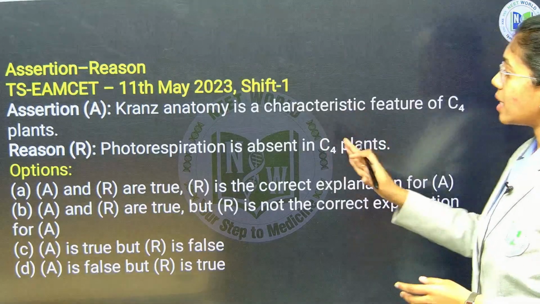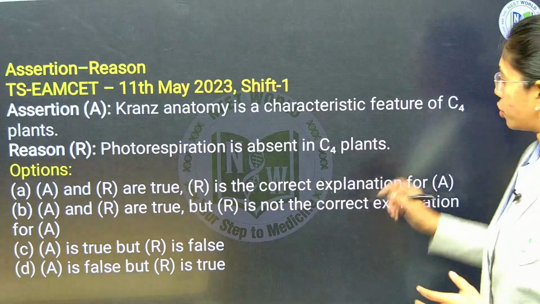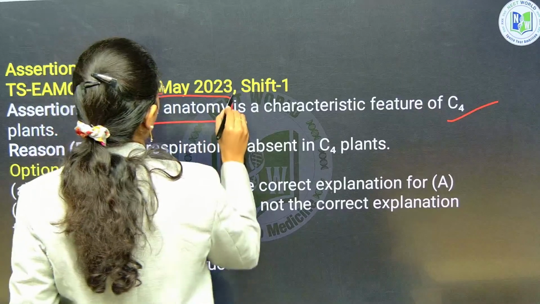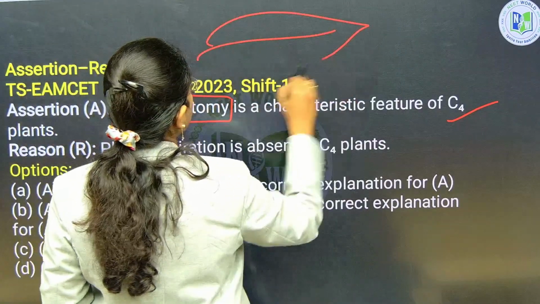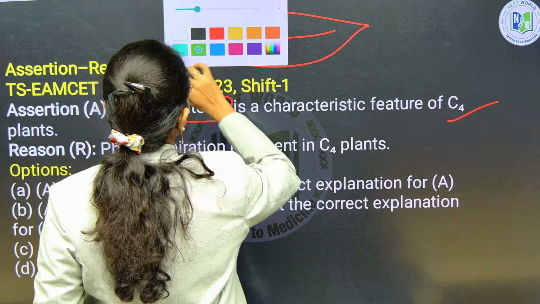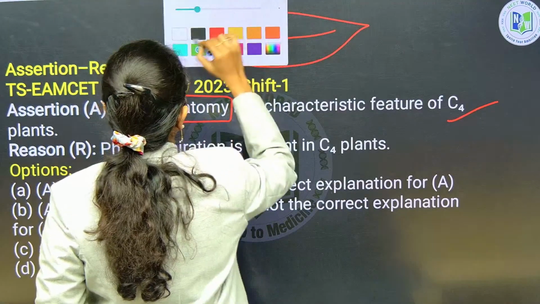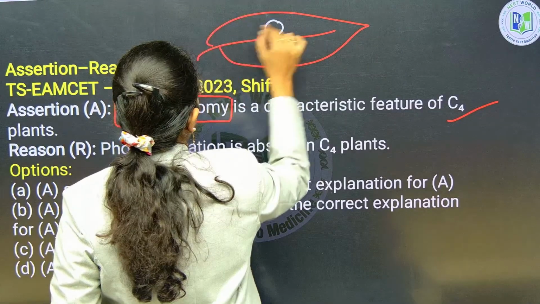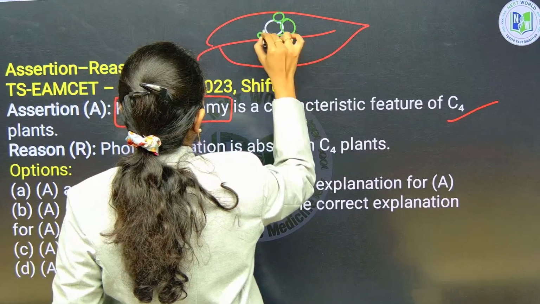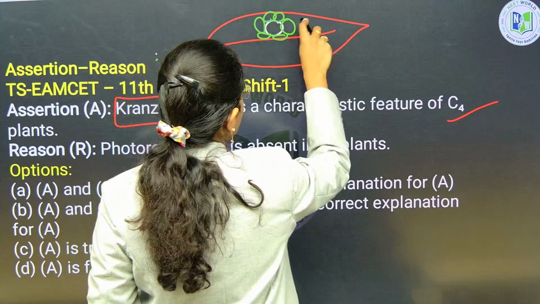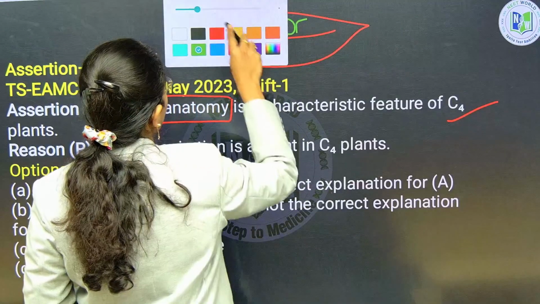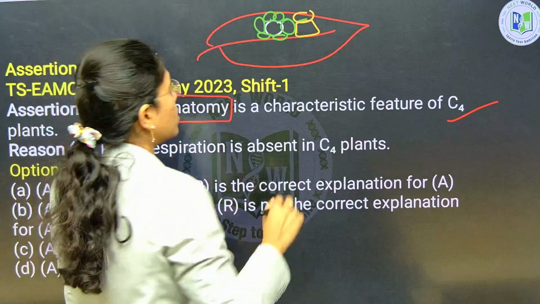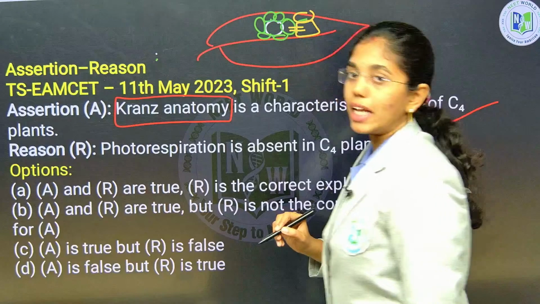Assertion: Kranz anatomy is a characteristic feature of C4 plants. True. Kranz anatomy. What is Kranz anatomy? The vascular bundles in C4 plants, mesophyll. In the leaf of C4 plants, the vascular bundles are surrounded by many layered bundle sheath cells. Fine, right? These bundle sheath cells are in close proximity with mesophyll cells. Okay, they are attached via plasmodesmatal connections.